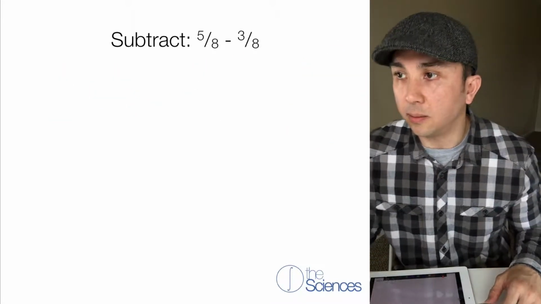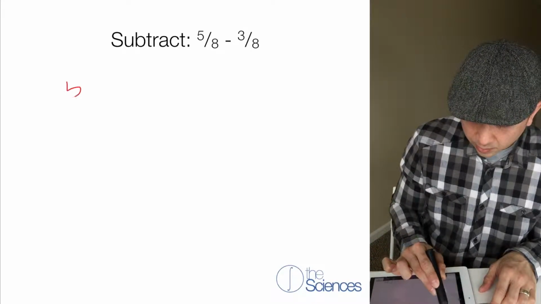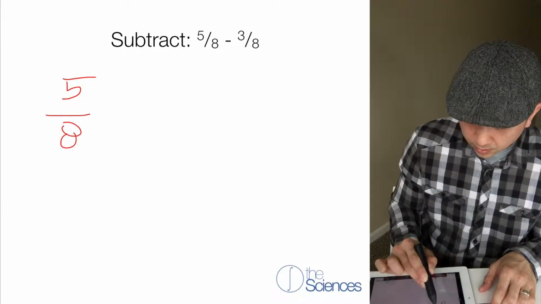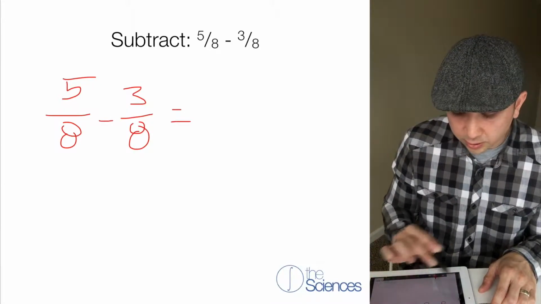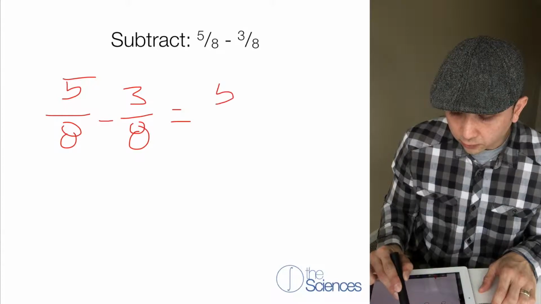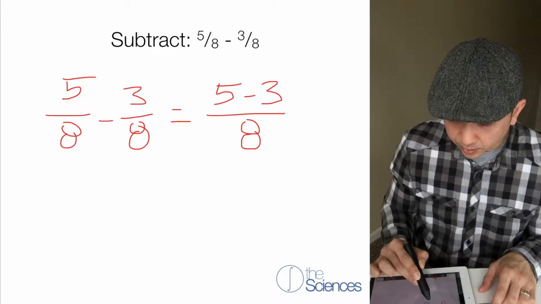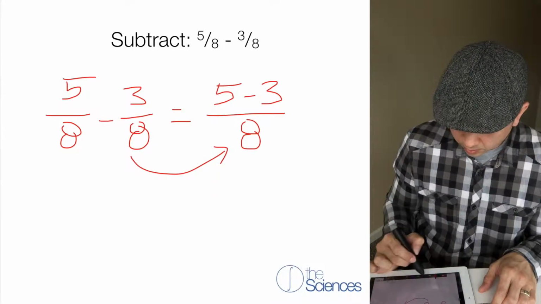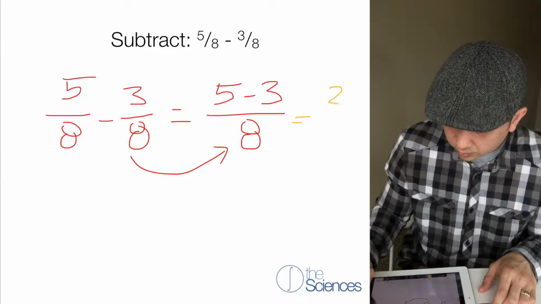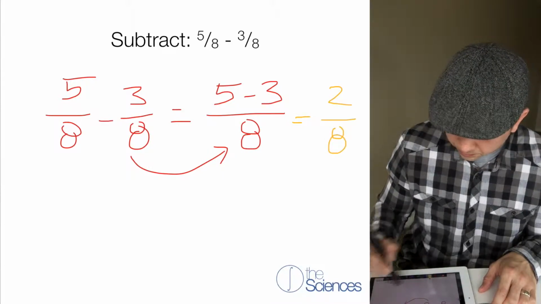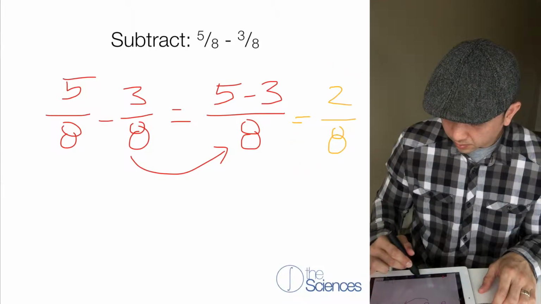Let's subtract 5/8 minus 3/8 now. Well, it's the same thing. So all we're going to do is just subtract across the numerator. So 5 minus 3 over the original denominator. We're just going to place that right there. So 5 minus 3 equals 2 over 8. So that's our answer, 2/8.